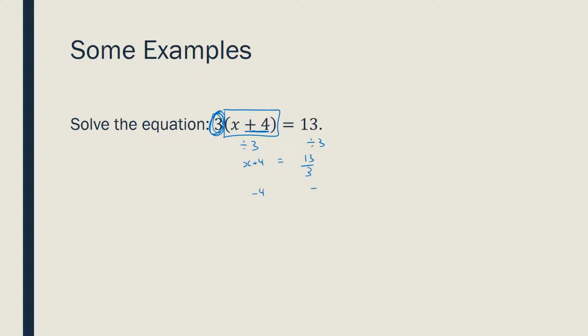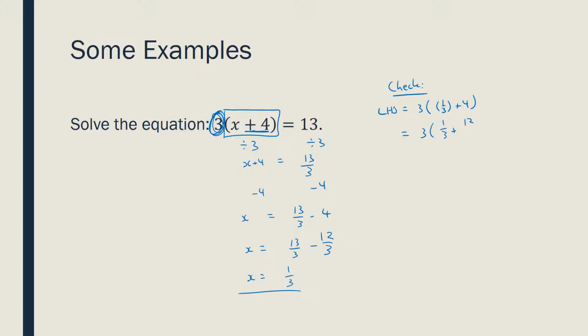Now we subtract 4 from both sides, which gives us x equals 13 over 3 minus 4. Now we can simplify this by putting them both as fractions over 3. So we get 12 over 3. And that's going to give us 1 over 3. Now that's a solution, but we can check it. Our left-hand side is going to be 3 lots of a third plus 4, which is going to be 3, and now it's 1 over 3 plus 12 over 3, which is 3 lots of 13 over 3, which is going to be 13, which is the right-hand side. That's correct.